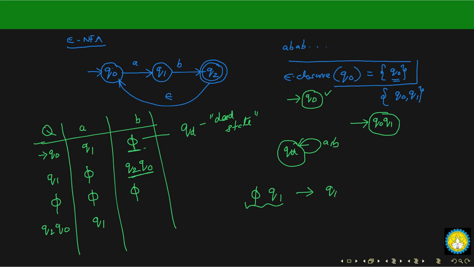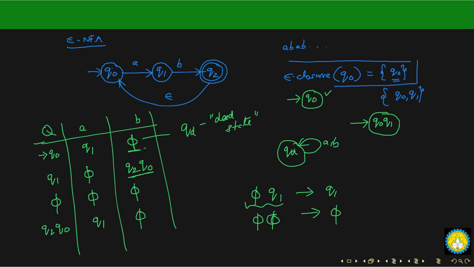And what about Q2, Q0 on B? Q2 on B, there is nothing defined. That's null. And what about Q0 on B? Q0 on B is also nothing. There is nothing defined for Q0 on B as well. So that also is going to be phi. So this totally will give you again phi. So what you are going to get here is again phi.